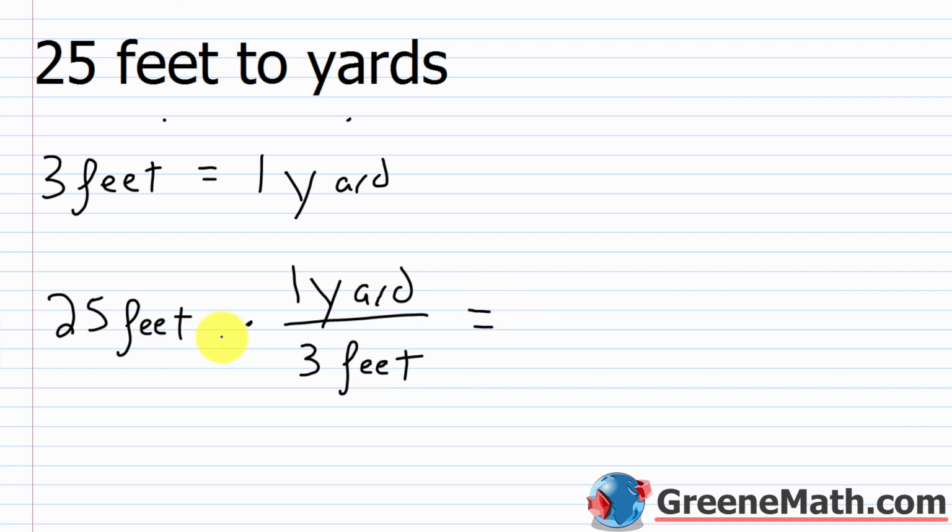Okay, so the units here that we don't want anymore are going to cancel themselves out. So this feet here will cancel with this feet here. And what I'm going to end up with is basically 25 times 1 over 3. Now, what I'm left with in terms of units will be yards. And I know it says yard right there, but you can go ahead and just say yards.